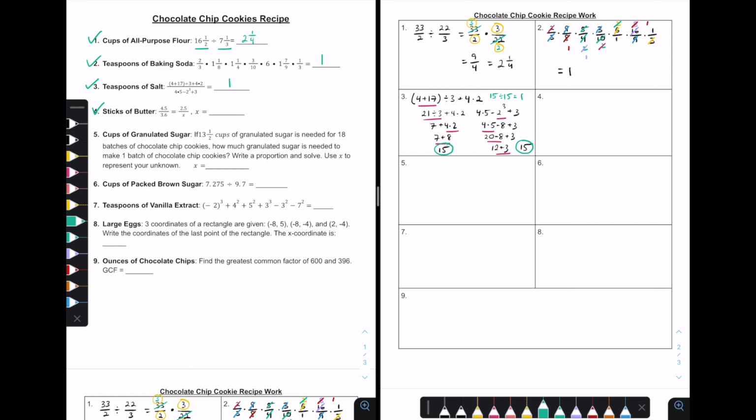So for the sticks of butter, keep in mind that when you multiply these two numbers, it always equals these two numbers, right? So if you multiply 4.5 times x, that's just going to be 4.5x, right? And that's going to equal the product of the other two numbers.